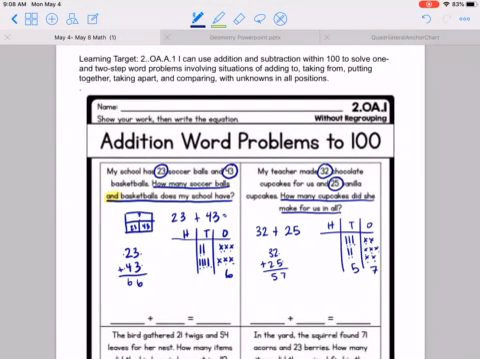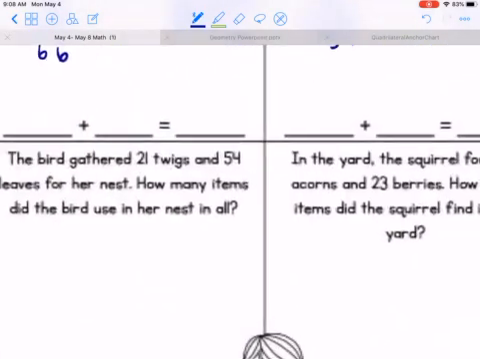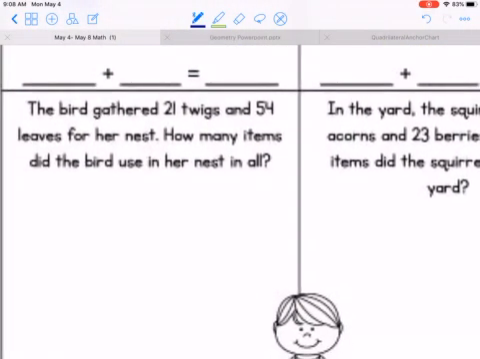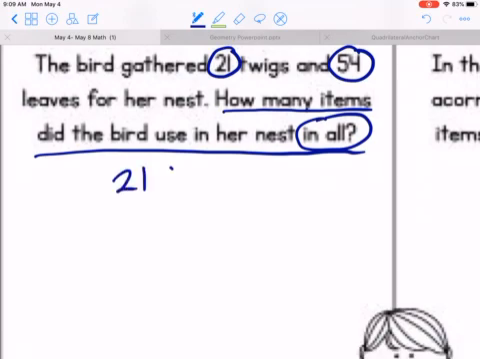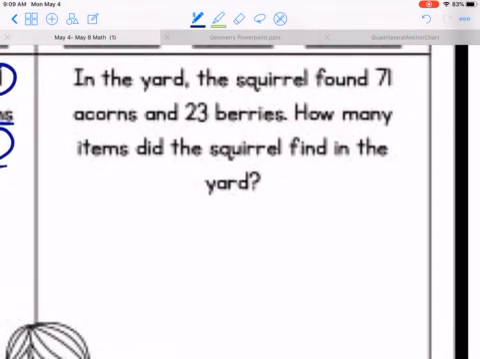I'm going to read these two, and then we're going to do these in our practice. The bird gathered 21 twigs and 54 leaves for her nest. How many items did the bird use in her nest in all? So I'm going to underline my question sentence. 21 twigs, 54 leaves. Okay. So we're trying to find how many items she used in all. So we're going to use 21 plus 54. So there's a little hint. So good thing if you watch the video.